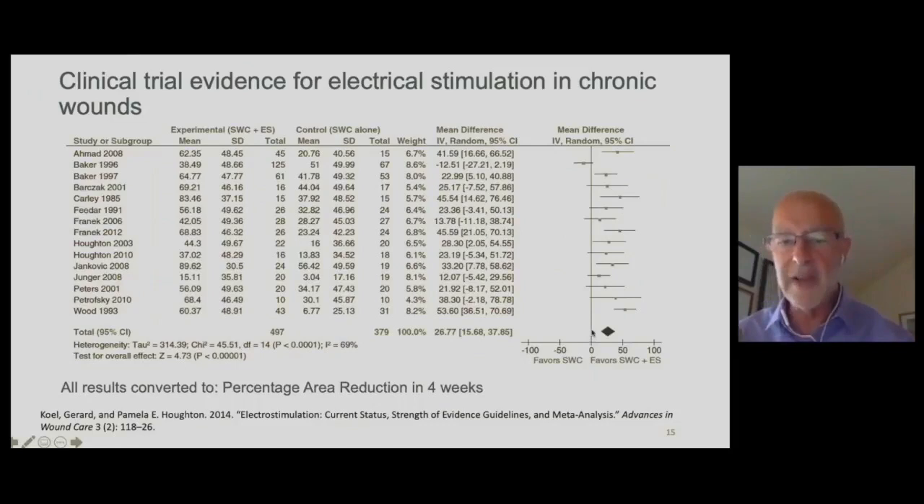And here, if there's no difference between control and electrical stimulation, the studies will be lined up in the center line. If standard wound care with no stimulation is better, they'll be on this side of the line. One of the studies is. And if electrical stimulation enhances wound healing, you'll see that, as in this case, it will be on the right-hand side of the line. And this is when you pool all the data together, nearly 500 patients versus nearly 400 patients, you get quite a high statistically significant difference.